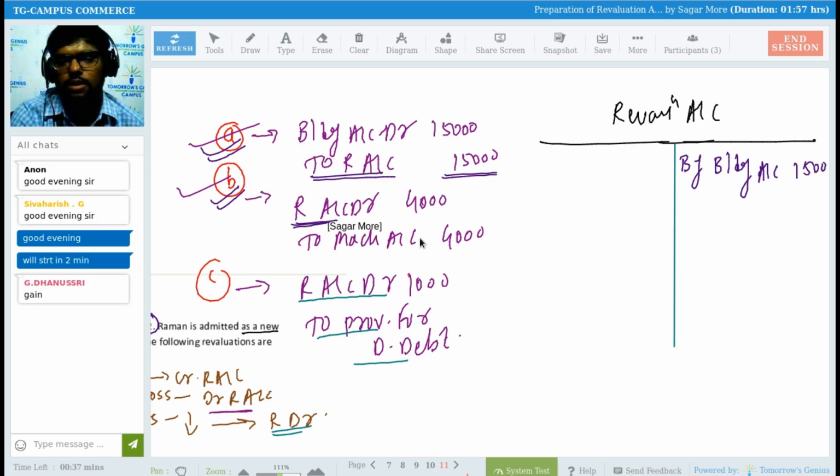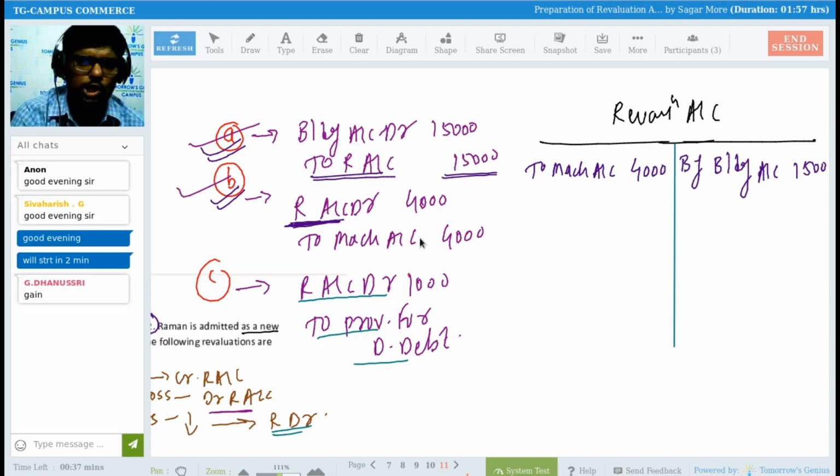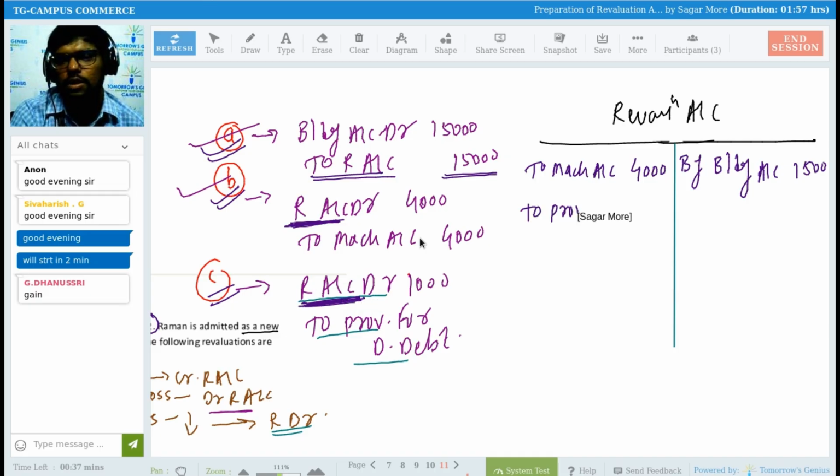Revaluation account gets debit or credit? Debit. So I need to write down on the debit side to machinery account. How much? 4,000. Adjustment number C, revaluation account once again gets debit. So we have to record on the debit side to provision for doubtful debt. How much? 1,000 rupees.